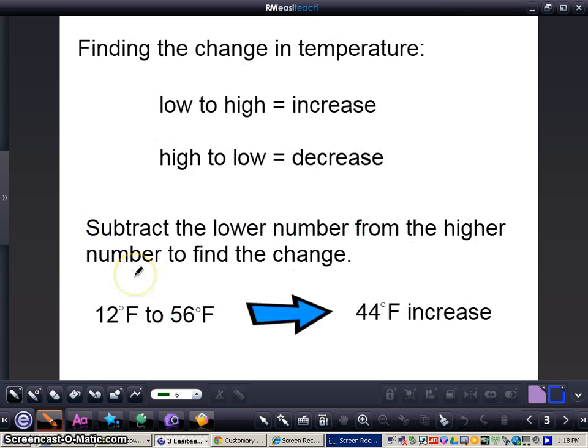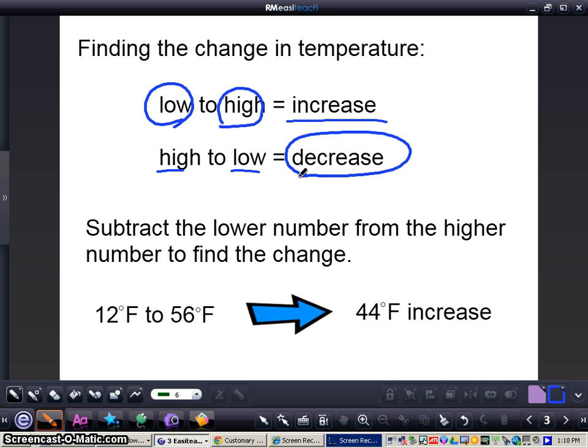Now the second part of today's lesson, we're going to take a look at changes within temperature. So it's important to understand if we're going from a low temperature to a high temperature, that represents an increase. From a high temperature to a lower temperature represents a decrease. Okay, so a way to do this is you want to subtract the lower number from the higher number to find the change.